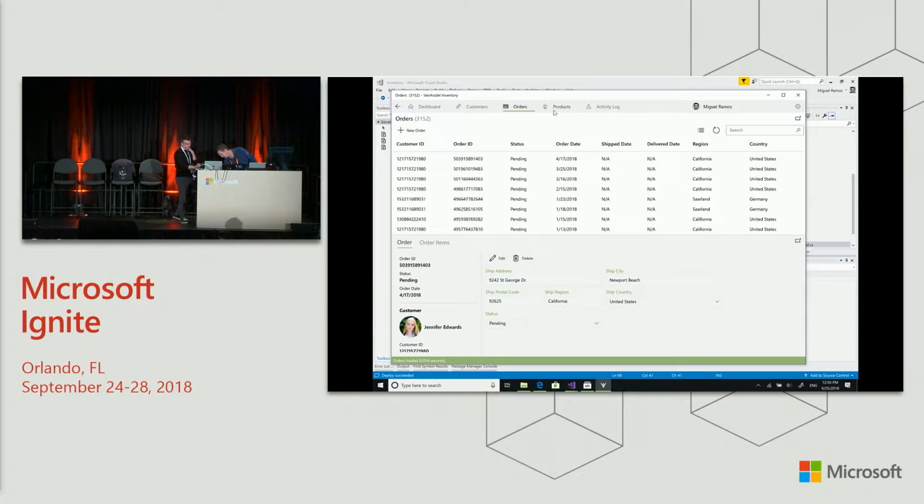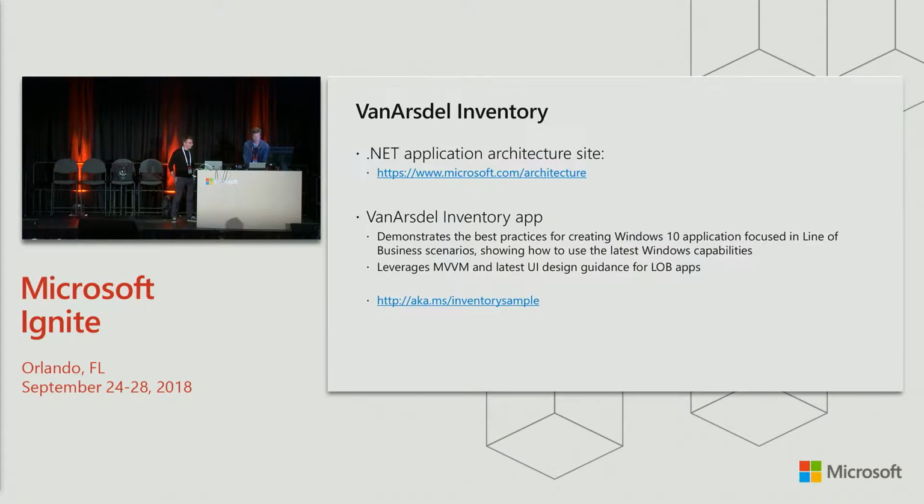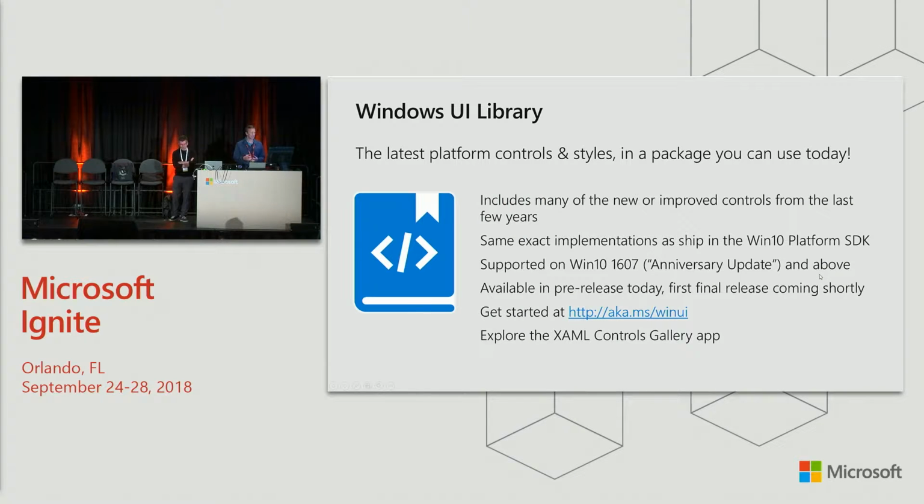Yeah, so to summarize with that, go back to display. WinUI library is a capability we've added to the modern platform. It gives you the latest platform controls down level. We're shipping the native code binaries down level to RS1 or the Anniversary Update. It's available in pre-release form today. You can get started and explore it with the XAML Controls Gallery app, and be able to add all those new wonderful controls to your existing applications.